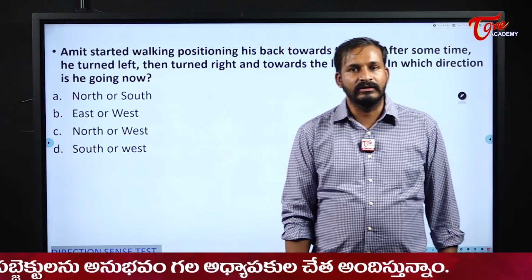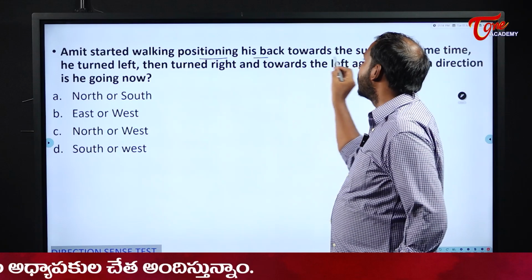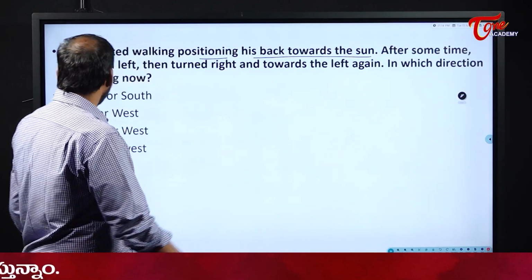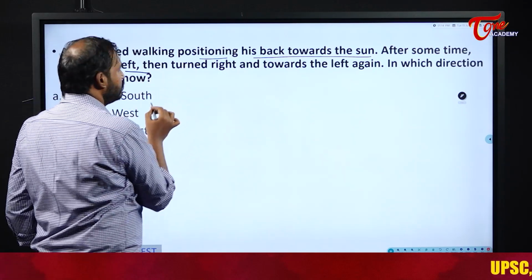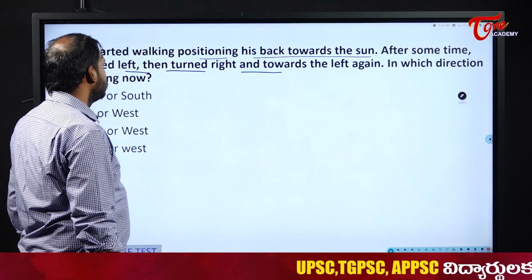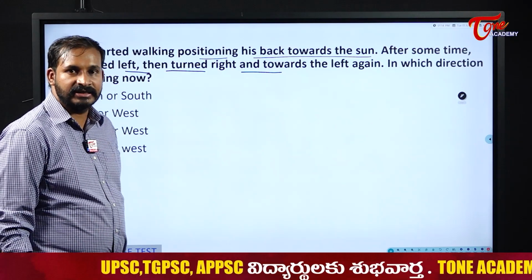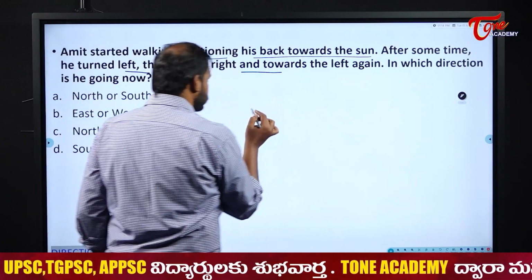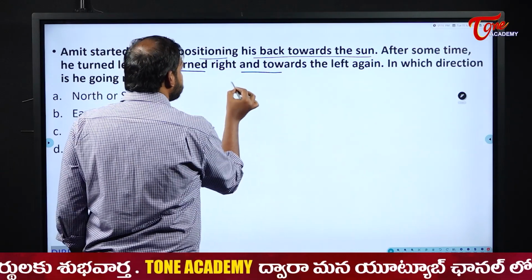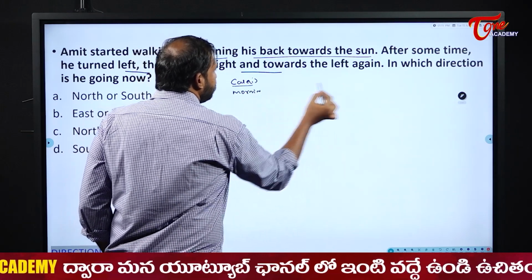Pause the video and try to solve this one, students. Everyone. Amit started walking, positioning his back towards the sun. After some time, he turned left. Then turned right and towards the left again. In which direction? Now, see here, Amit started walking, positioning his back towards the sun, right? So sun will be only in two cases. Whether it is morning or evening, they didn't mention us here. So one case I will take morning. In the second case, I will take evening.